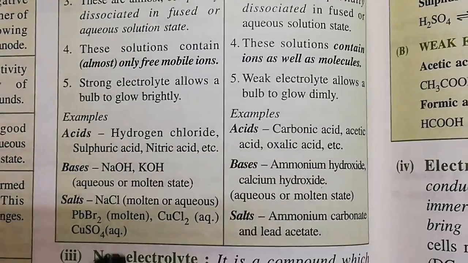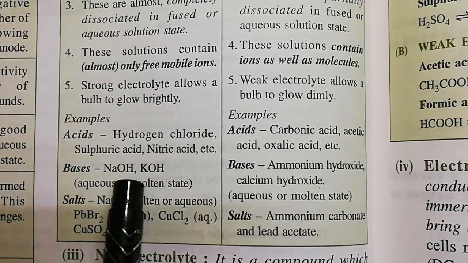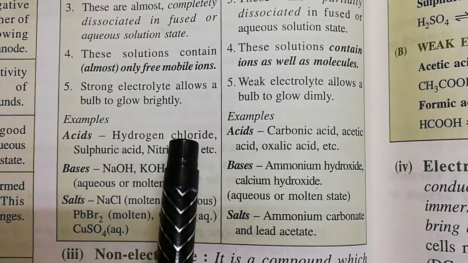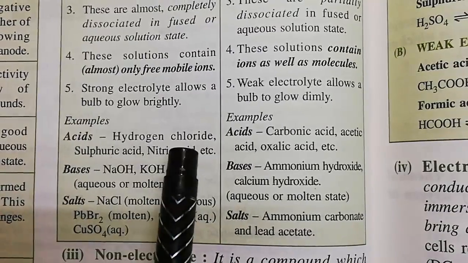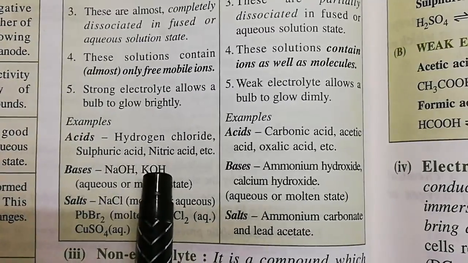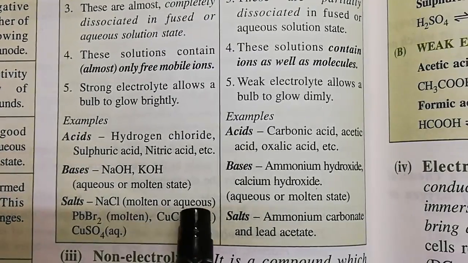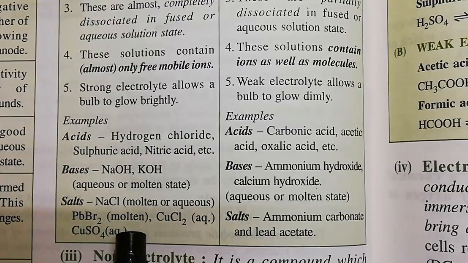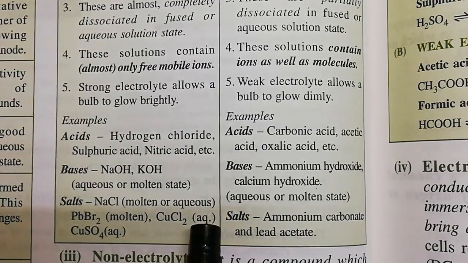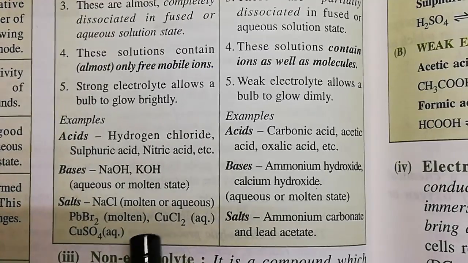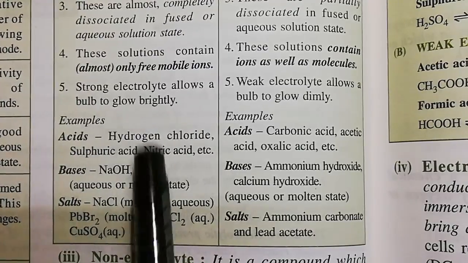And the examples of strong electrolytes given here, can you see? Hydrogen chloride, that means hydrochloric acid, in the aqueous state. Sulfuric acid, nitric acid, sodium hydroxide, potassium hydroxide, aqueous or molten. Salts, that is NaCl, molten or aqueous. Lead bromide, it should be molten. Copper chloride, aqueous. Copper sulfate, aqueous. Aqueous means the solution in water. So they are all strong electrolytes.